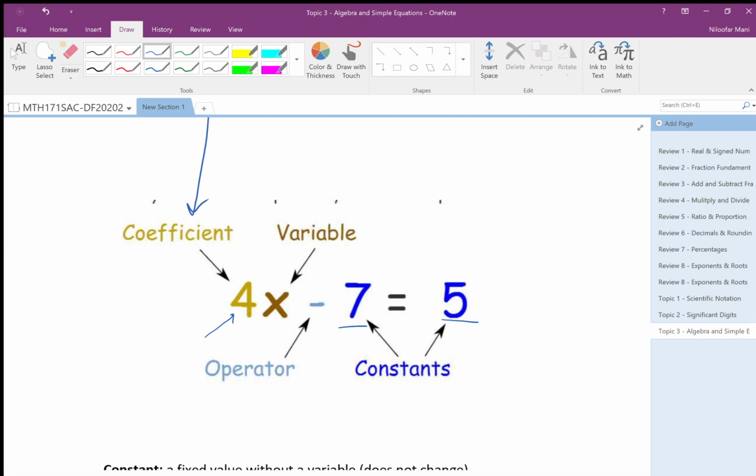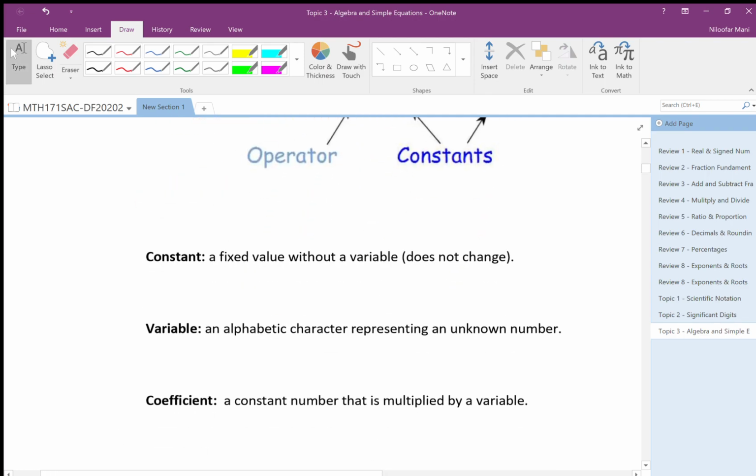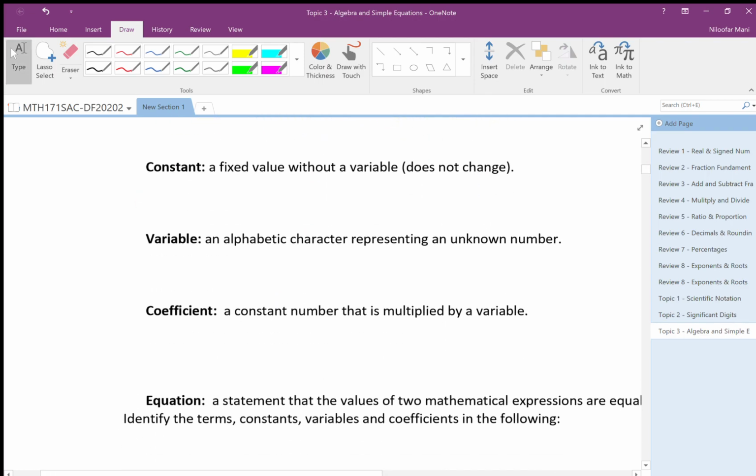The minus here is an operation, so an operator. Operator, operation number 1, subtraction, addition, those things. Now a constant is a fixed value which doesn't change, for example, 3. A variable is an alphabetical character that represents an unknown number, because I don't know it, so it's a variable. So x, y, those. A coefficient is a number which is multiplied by a variable, which is this one. So the coefficient here is this one.